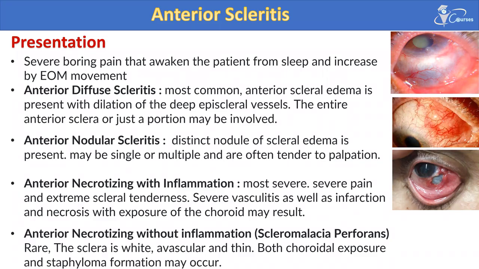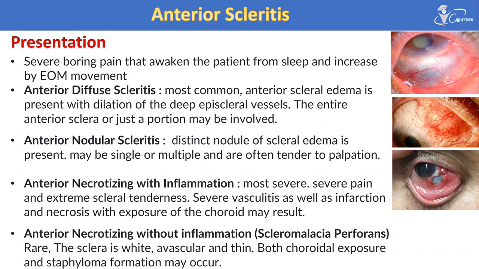And by the way, it can happen not only from systemic conditions but also with some surgeries, like pterygium surgery. Some surgeries can result in severe scleral thinning or can induce this kind of inflammation, anterior necrotizing scleritis with inflammation.